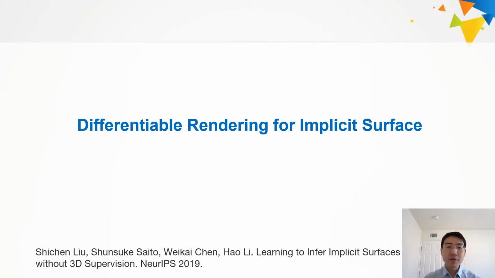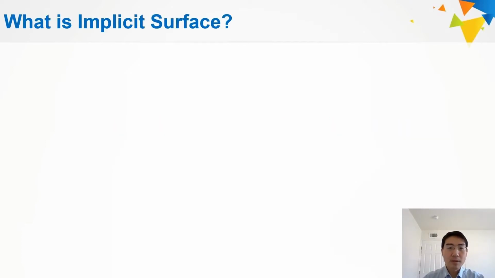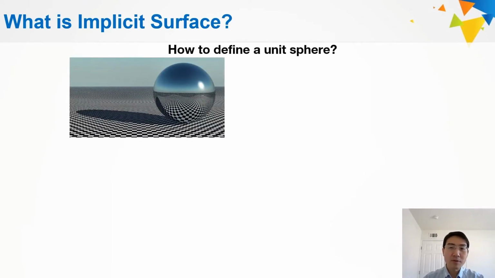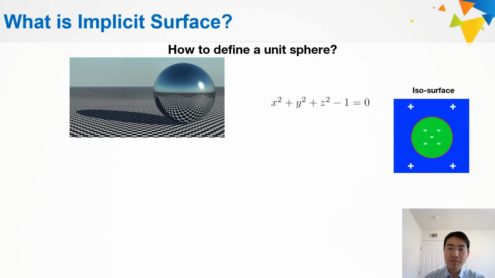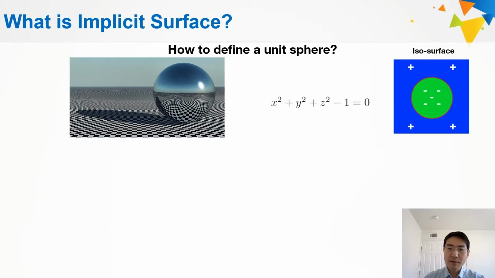Okay, now let's talk about differentiable rendering for the implicit surface. What is an implicit surface? Here it is a unit sphere. How do we define it? We know this function is a very accurate representation of the unit sphere. This sphere divides the 3D space into two parts, outside and inside. Between the boundaries of the outside points and inside points, it is a sphere.